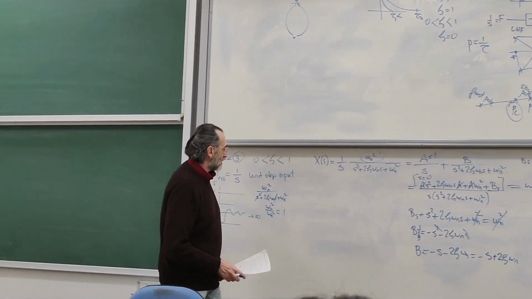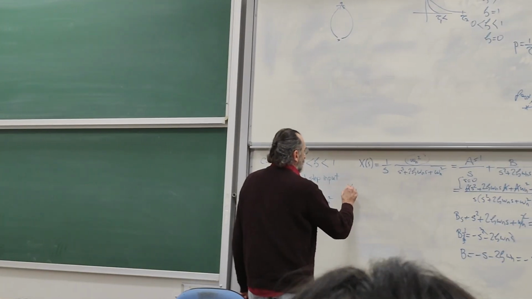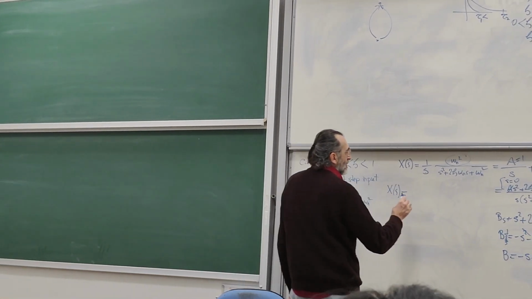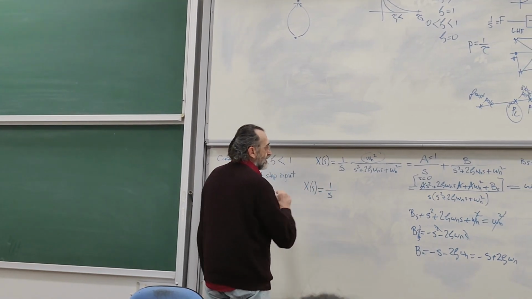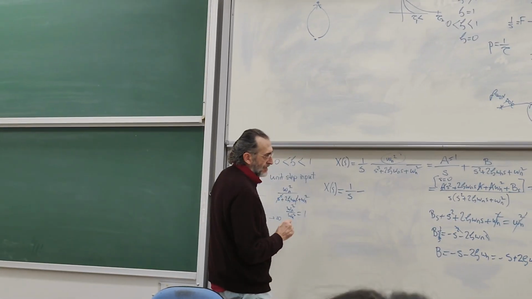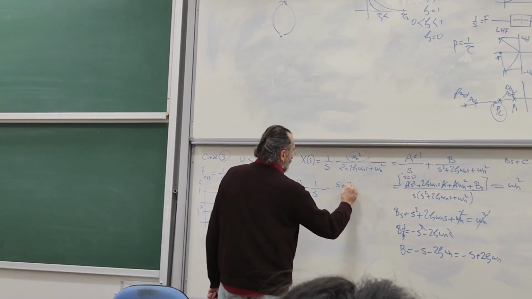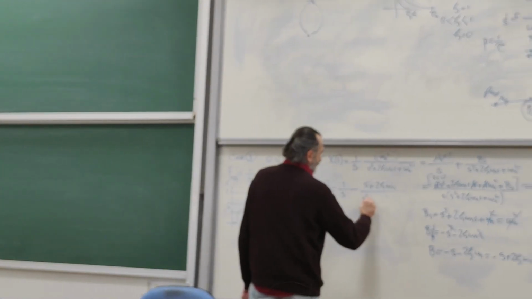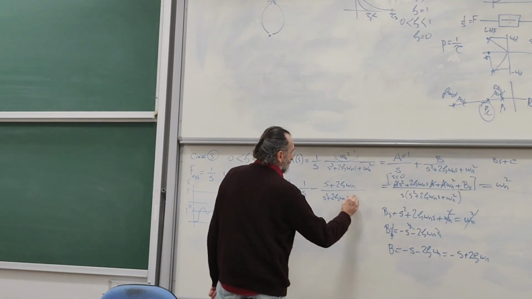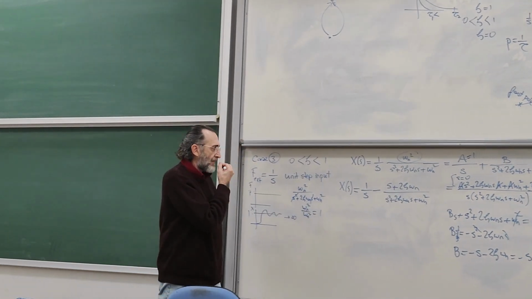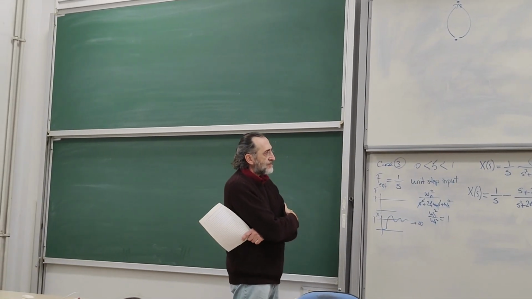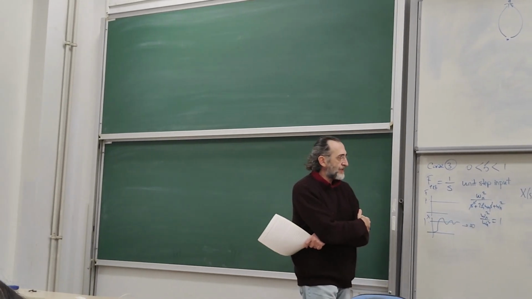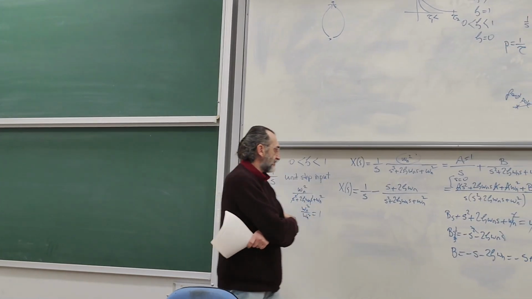Alright? So the equation turns into 1 over S minus S plus 2 zeta omega n divided by S squared plus 2 zeta omega n S plus omega n squared. Beautiful, huh? So far, I mean, the beauty of mathematics, you see, it's painful, but it's a lot of fun.